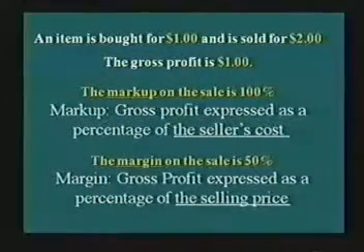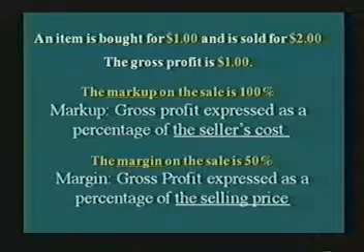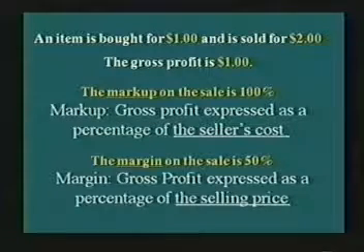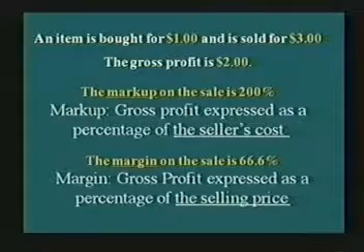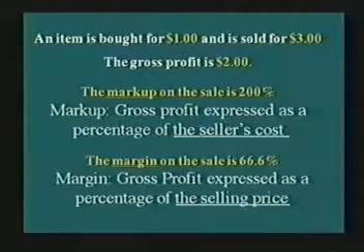The item is bought for $1, sold for $2. The gross profit is $1. The markup on that sale is 100%. The margin is 50%. Why? Sold it for $2. $1 of it was profit. What was the percentage? 50% of the sales price was profit. What happens is you buy it for $1, you sell it for $3. You make a $2 profit on a $3 sale. Well, that's a 200% markup, but it's only a 66% profit margin.